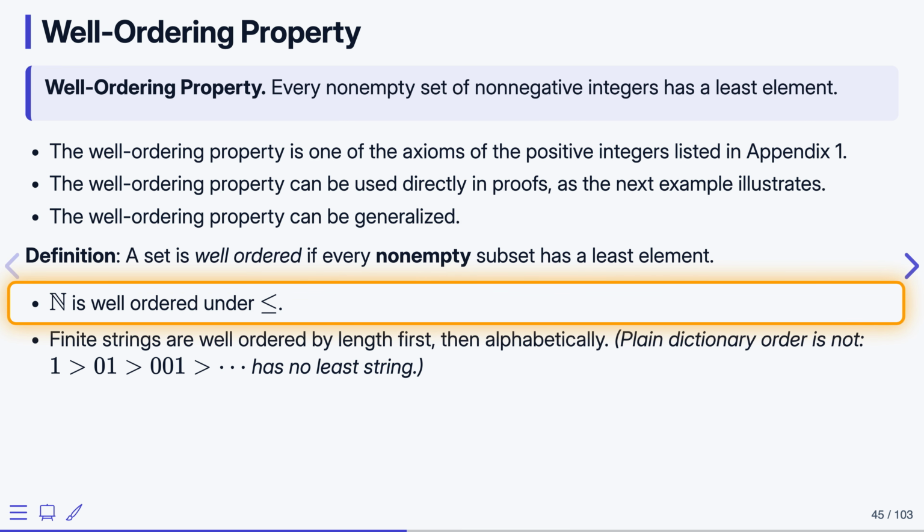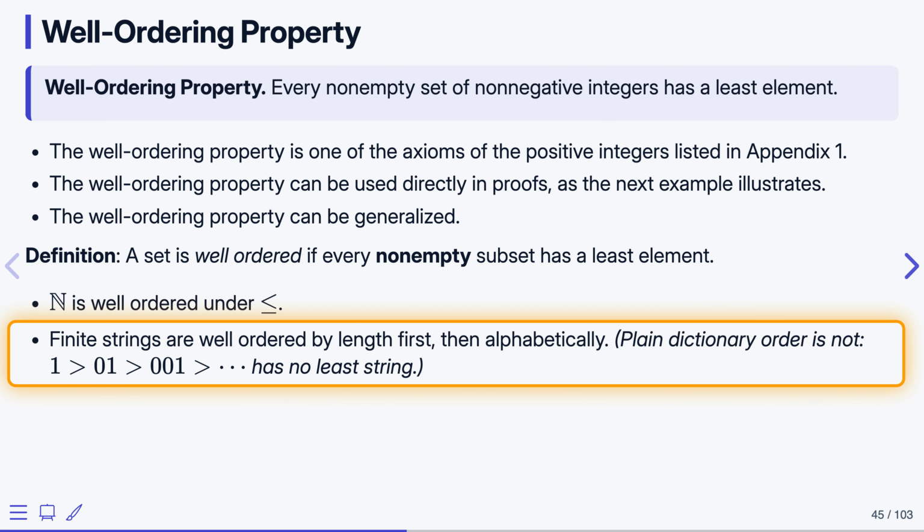The natural numbers are well-ordered under the usual less than or equal order. Finite strings are well-ordered too, but we must order them with care. Sort them by length first and then alphabetically. Plain dictionary order will not do. Look at the strings 1, 01, 001, and so on. Each one is smaller than the one before it, so that set has no least string.